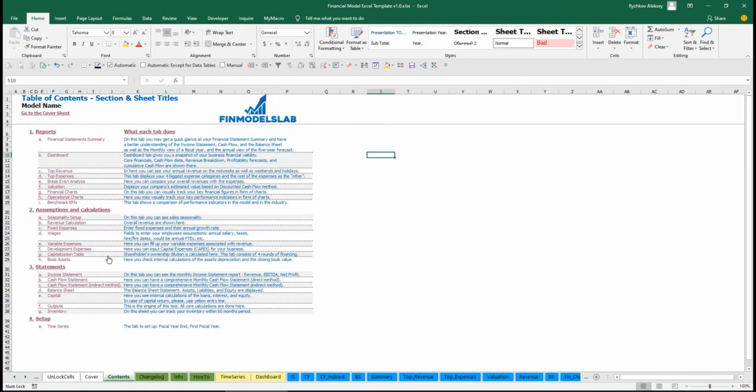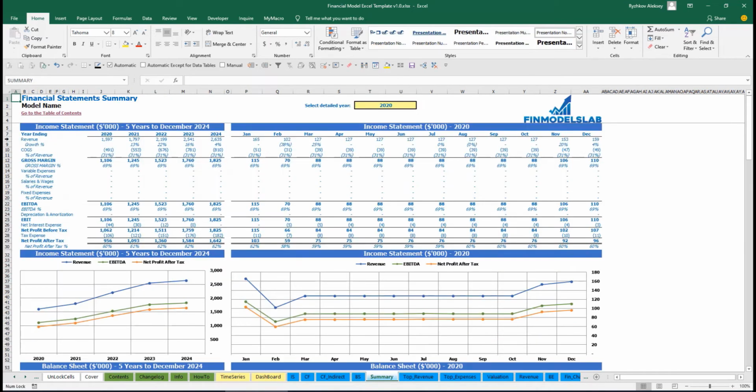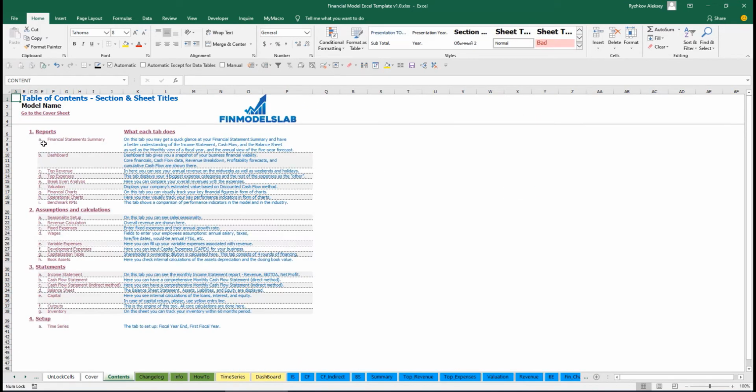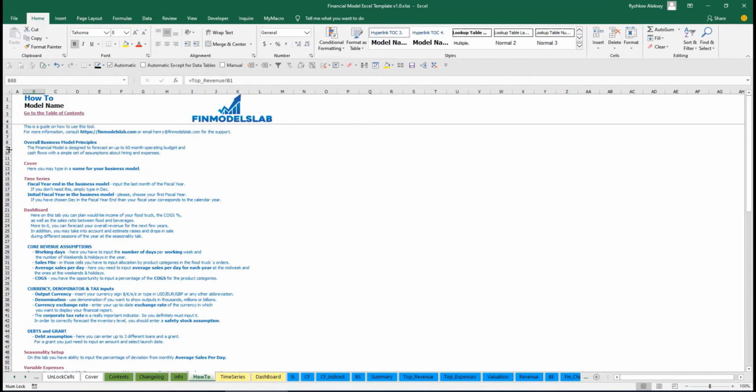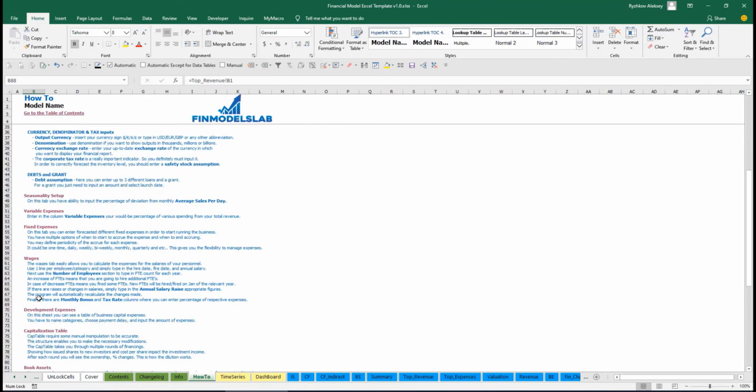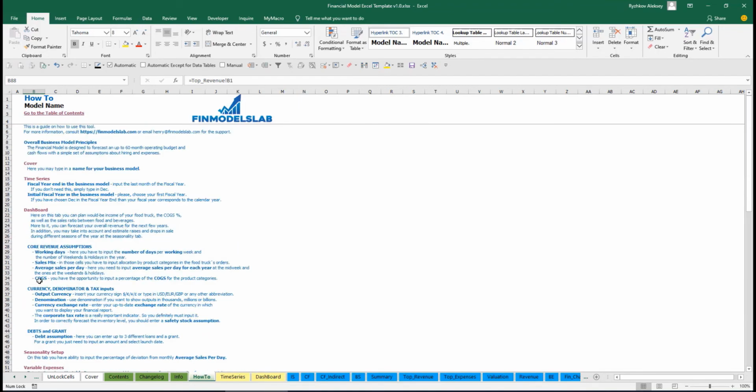Additionally, you have the Contents tab, which allows you to navigate across the model very simply. So you may click on any report and you can go back. It is broken down by reports, assumptions, statements, and setup. There is a short explanation about what each tab does, but if you want to know more, you can go to How To and see a more detailed explanation of what each tab does and what inputs and outputs you may find on this sheet.